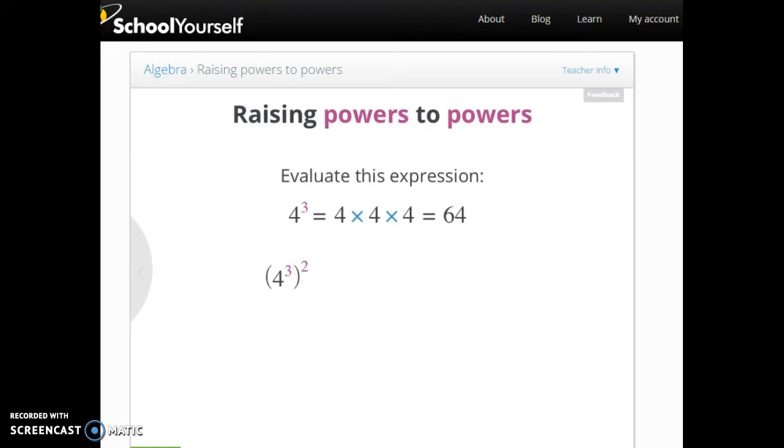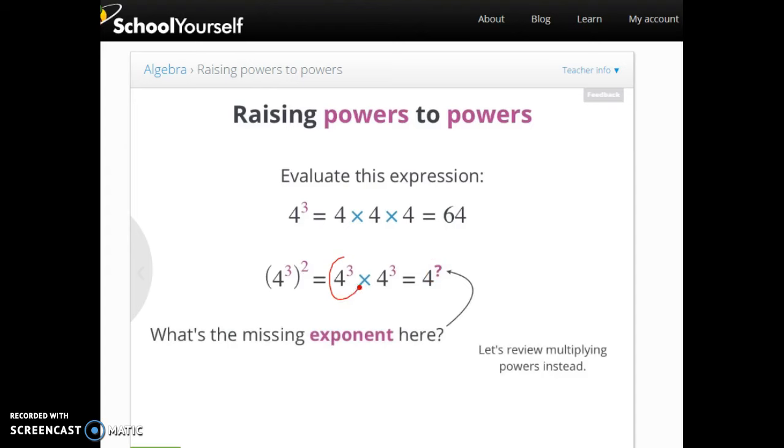Well, squaring 4 to the third means we're multiplying 4 to the third by another 4 to the third, and this product is 4 raised to some power. What's the missing power or exponent over here? So if you're multiplying 4 to the third by 4 to the third, how many 4s are you multiplying all together?